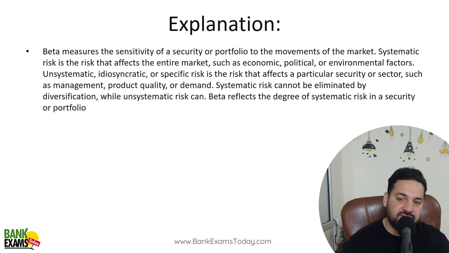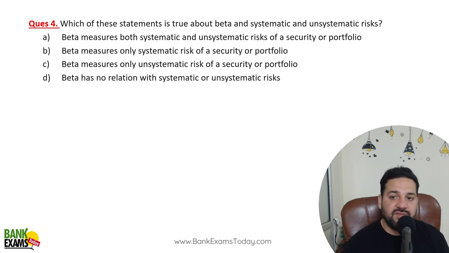So beta measures the sensitivity of a security or the portfolio, and it measures the systematic risk. Okay. Which of these statements is true about beta and systematic and unsystematic risk? Beta measures only systematic risk. It does not measure unsystematic risk, nor is it possible to measure the unsystematic risk. It is practically not possible to measure and quantify unsystematic risk. Usko possible hi nahi hai, right?